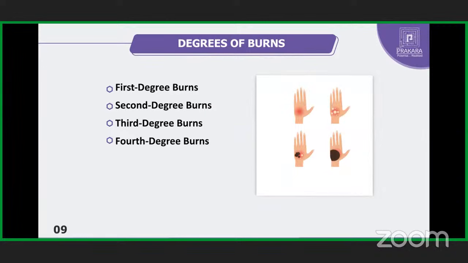First degree, second degree, third degree, fourth degree. In first degree, there is involvement of only the epidermis. In second degree, there is involvement of epidermis plus dermis. In third degree, there will be involvement of the whole of the epidermis and dermis, and also sometimes subcutaneous tissue. Fourth degree is a deep burn where muscles, bones, and tendons are also involved.